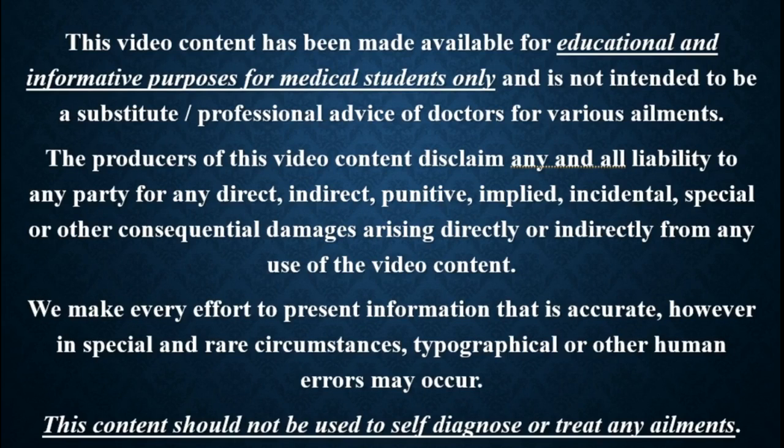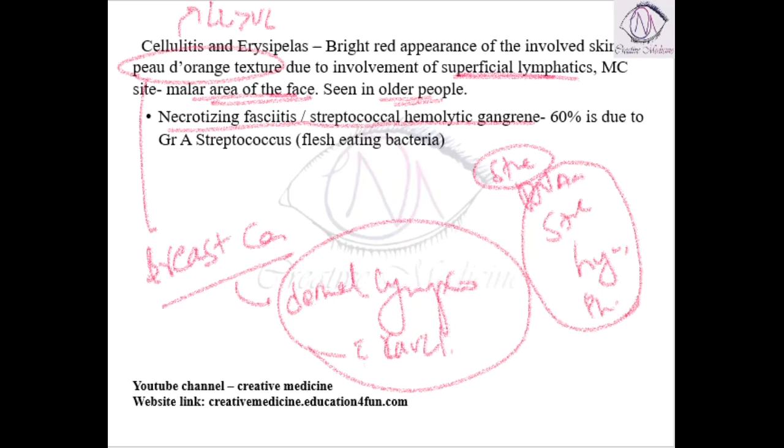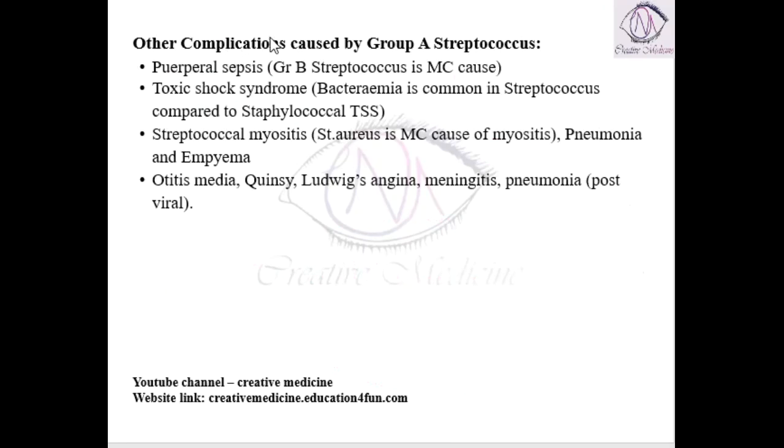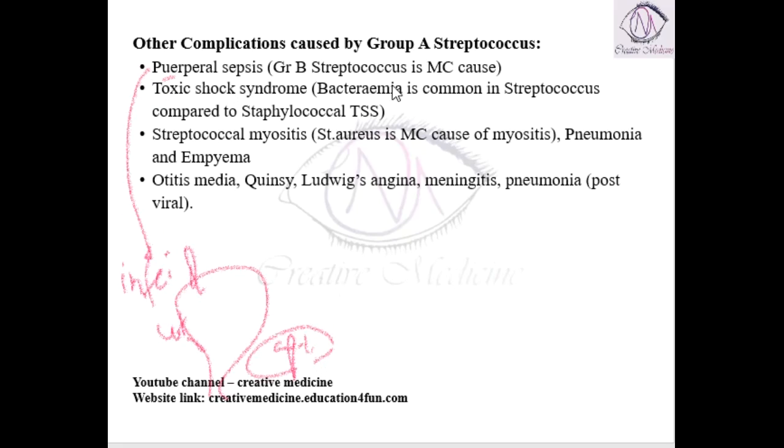In this lecture, we will learn about complications of Group A Streptococcus. The main complications of Group A Streptococcus include puerperal sepsis. Puerperal sepsis is infection of the uterus and myometrium seen after delivery. This is most commonly caused by Streptococcus.